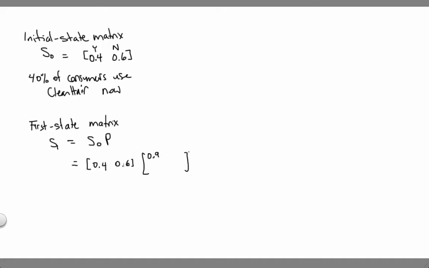Was 0.9, 0.1, 0.2, 0.8. And we're just talking usual matrix multiplication here, where you circle the row of the first matrix, you circle any columns of the second matrix, and you're doing your dot product operation.